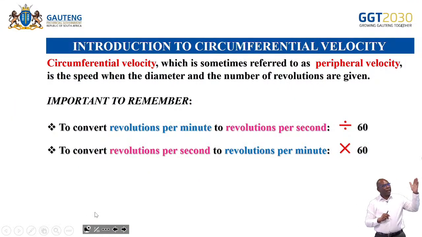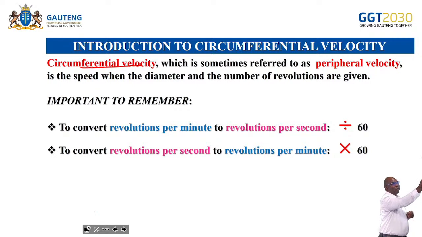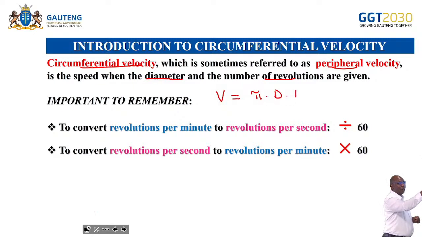Right. Now to activities. Before we do activities, quickly let me do the introduction to that. The circumferential velocity, we said, is sometimes referred to as peripheral velocity. It is the speed when the diameter and the number of revolutions are given. So what should be given? The diameter and the number of revolutions. Remember the formula, V equals pi multiplied by D multiplied by N. The diameter and the number of revolutions must be given for us to be able to calculate the circumferential velocity. Remember, pi is a given unit there.